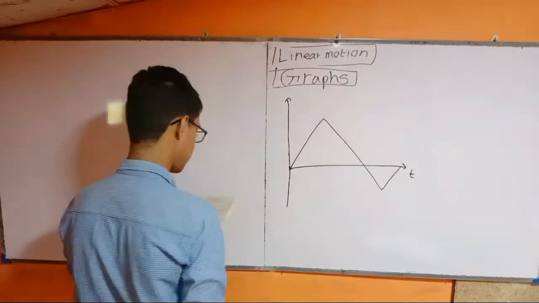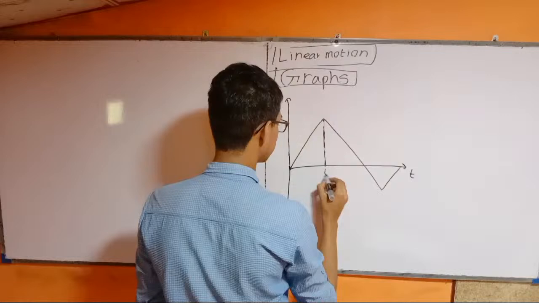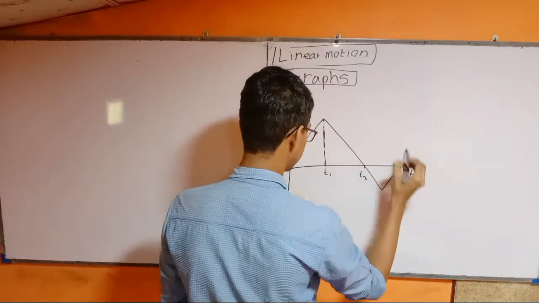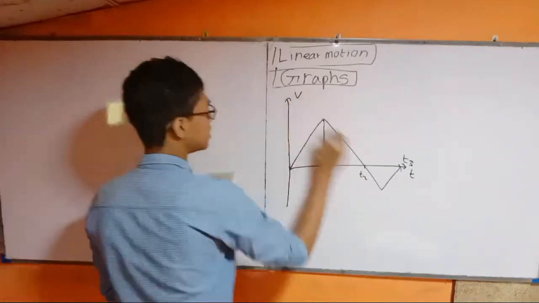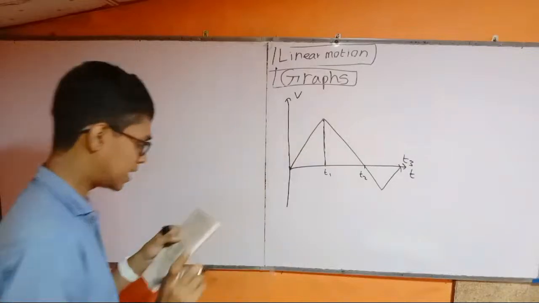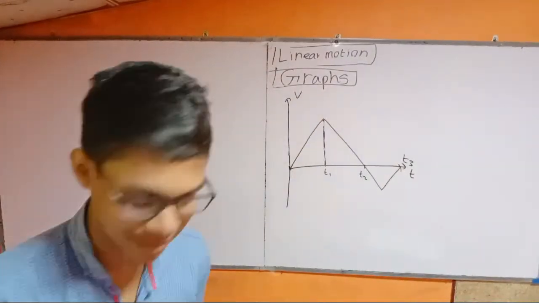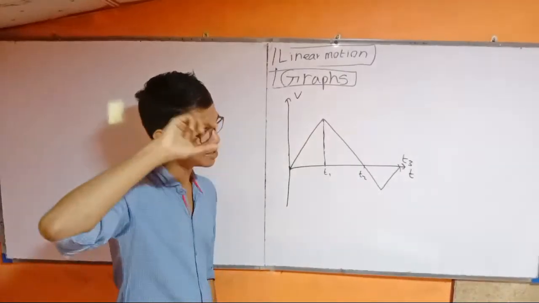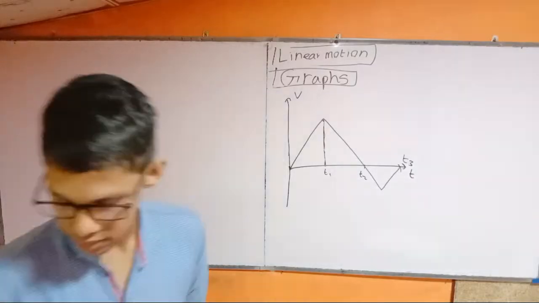Like this. This is T1. This is T2. This is T3. Then what they are saying, statement A, this is the VT graph. Statement A: the particle comes to rest only at time t equal to T3. What does it mean by rest? I mean not your resting. A vehicle is at rest means velocity is 0.